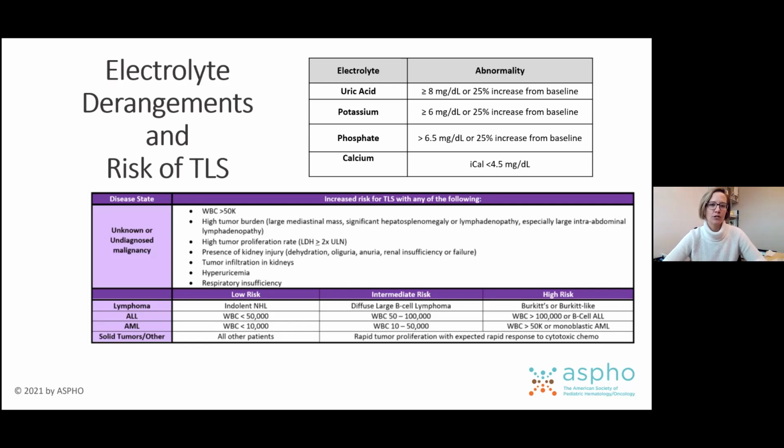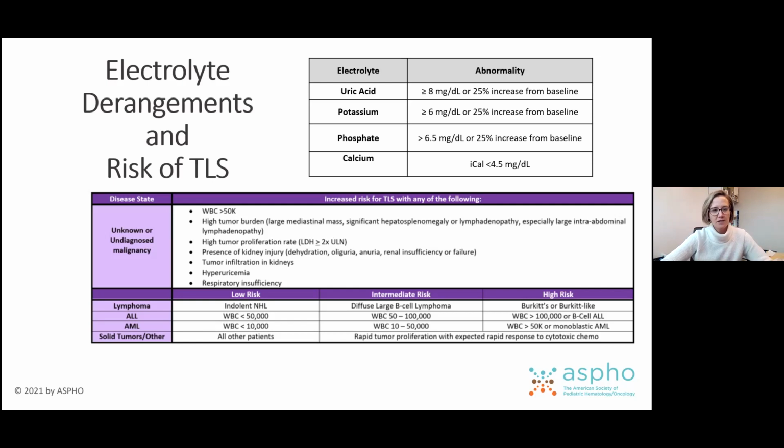Some things that will cause you to have an increased risk of tumor lysis include a high white count over 50,000, or another high tumor burden like a large mediastinal mass or significant hepatosplenomegaly or lymphadenopathy, especially if you have large intra-abdominal adenopathy such as Burkitt lymphoma. If you have a high tumor proliferation rate, which is often reflected by an elevated LDH. If you come in with already existing kidney injury or dehydration, then this can be exacerbated further. If your kidneys are involved in the oncologic process, just hyperuricemia in general, and then if you have any kind of respiratory insufficiency, that can compromise this as well.